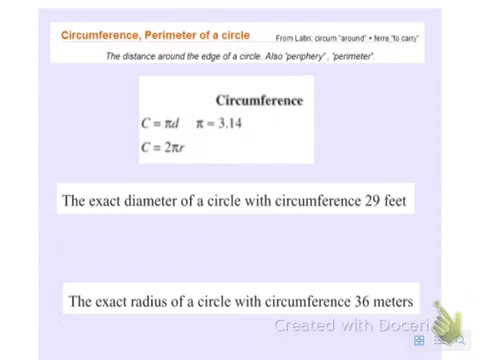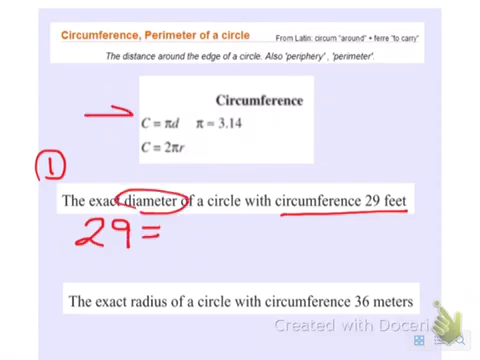On these examples here, they're a little bit different because these examples tell you what the circumference is. In the first example, it says they want you to find the exact diameter of a circle with a circumference of 29 feet. So if I know the circumference is 29 feet, I'm going to substitute 29 in for C. And since I want to know the diameter, I'm going to use the first formula right here. So that equals pi times D.